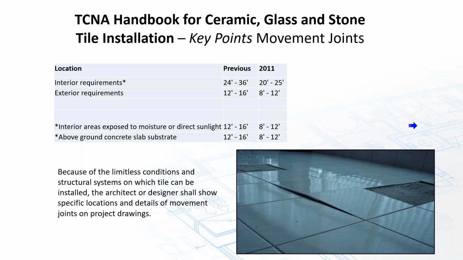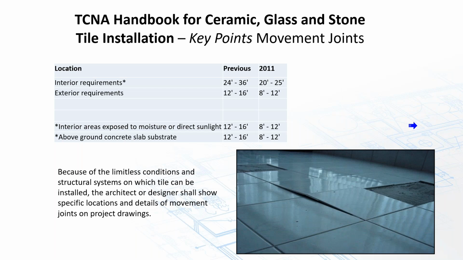In 2011, that was changed to 20 to 25 feet interior. And the reasoning behind that was that they laid out better compared to what the concrete industry actually typically put in. Exterior recommendations were from 12 to 16 feet. So there should be a soft joint every 12 feet or every 16 feet at a bare minimum. And that got changed in 2011 to every 8 to 12 feet. One thing I can't stress enough about movement joints is they're essential.